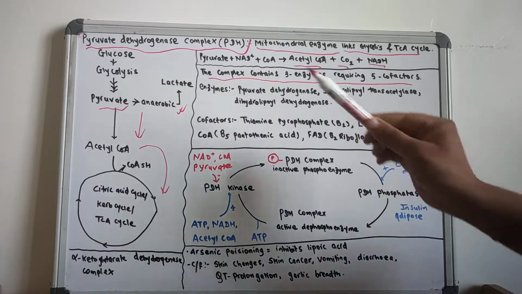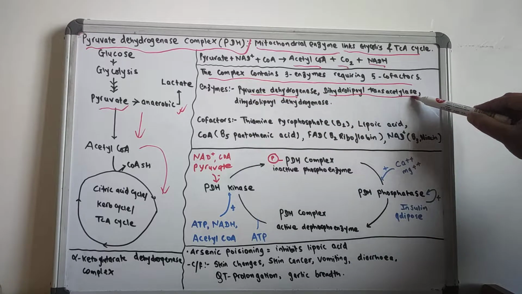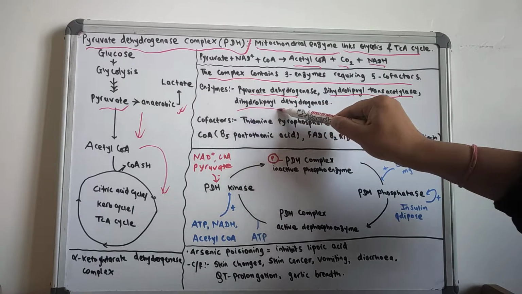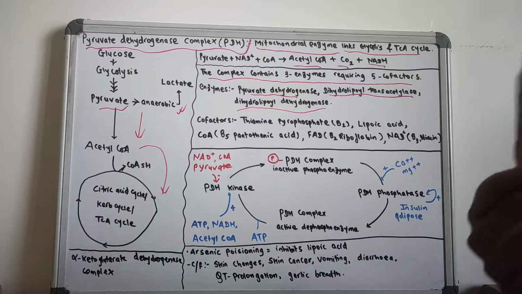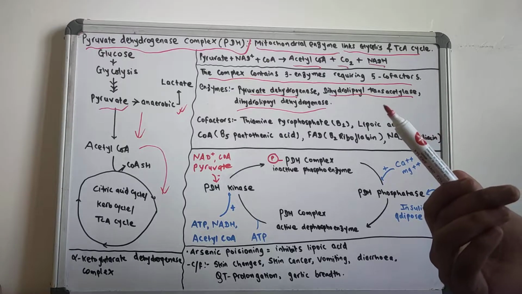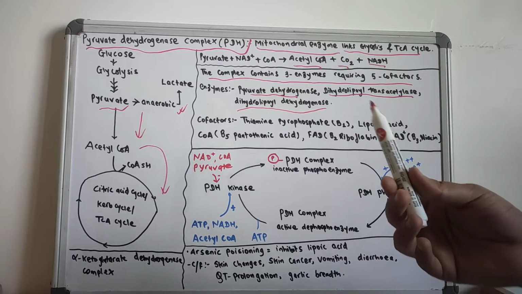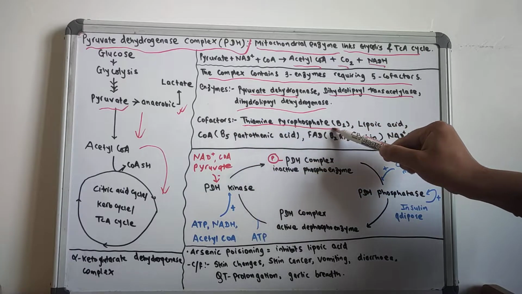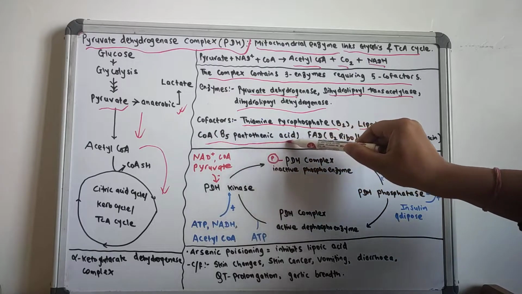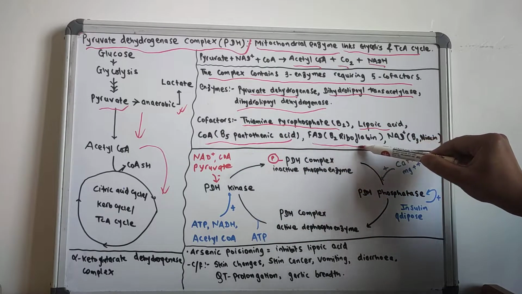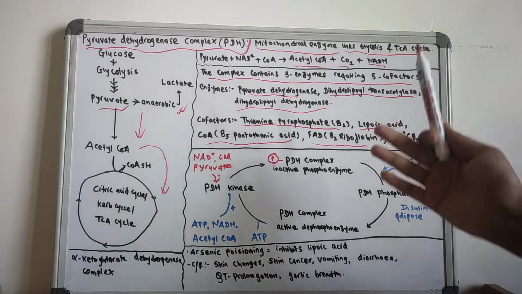The 3 enzymes are pyruvate dehydrogenase, dihydrolipoyl transacetylase, and dihydrolipoyl dehydrogenase. These are the 3 enzymes in the pyruvate dehydrogenase complex, and the 5 cofactors that catalyze these mitochondrial enzymes are thiamine pyrophosphate, which is B1, lipoic acid, coenzyme A, which is B5 or pantothenic acid, FAD, which is B2 riboflavin, and NAD+, which is B3 niacin. So these are the 5 cofactors.